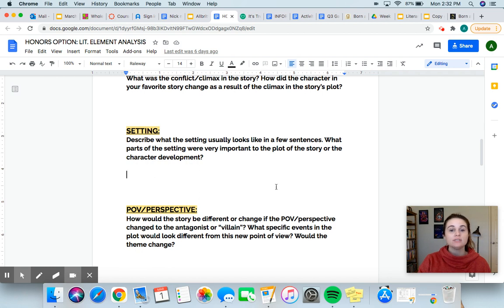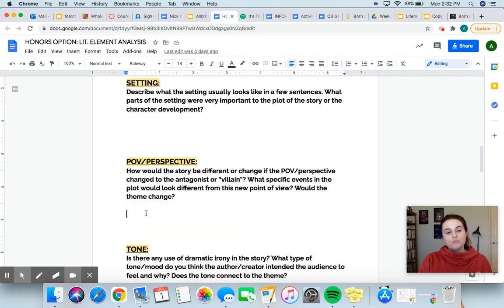Setting. Describe the setting, what the setting usually looks like in a few sentences. What parts of the setting are more important or were very important to the plot of the story or character development? And if there's not, just say that. POV and perspective. How would the story be different or change if the point of view and perspective changed to maybe the antagonist or the villain? What specific events would look different from this new point of view? Would the theme change?